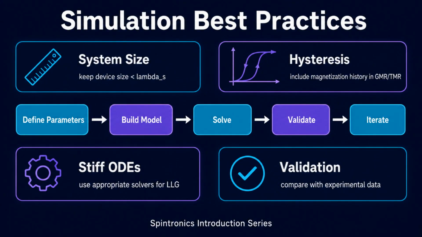Here are tips for successful spintronics simulations. First, ensure your device size is smaller than the spin diffusion length, or spin information will be lost. Second, include magnetization hysteresis in GMR and TMR calculations for realistic behavior. Third, the LLG equation is stiff, so choose appropriate ODE solvers with adaptive stepping. Finally, always validate your parameters against experimental data when possible.